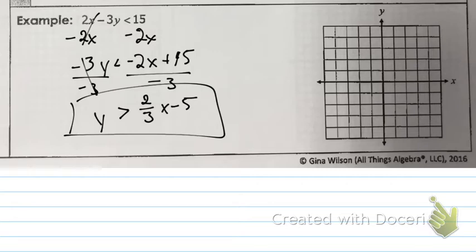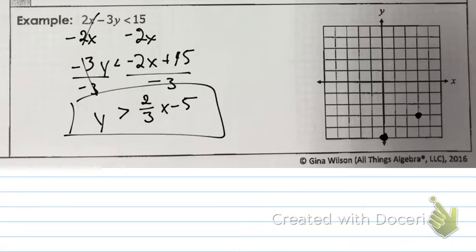So, here's my same line. Y is greater than 2/3 x minus 5. Don't forget to flip it because we divided by a negative. So to graph this, I have a y-intercept of -5. 2, 3, 4, 5. I have a slope of 2/3. So a rise of 2, a run of 3, puts my next point right here.